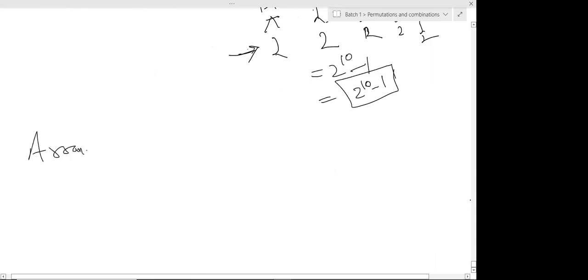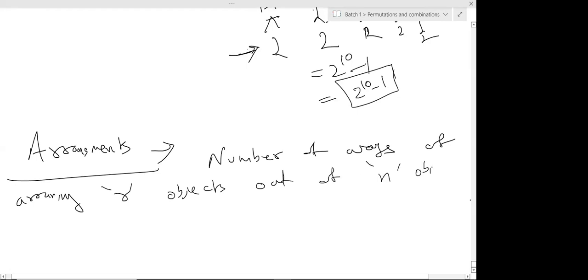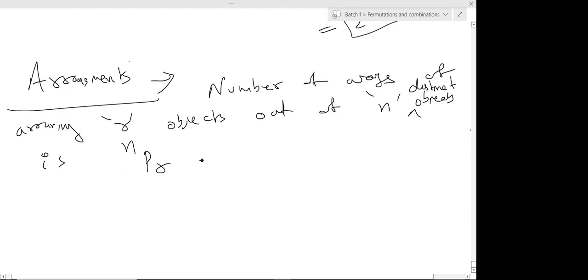Now, arrangements. Number of ways of arranging r objects out of n objects, or n distinct objects, is nPr. So permutations. Yes, permutations.